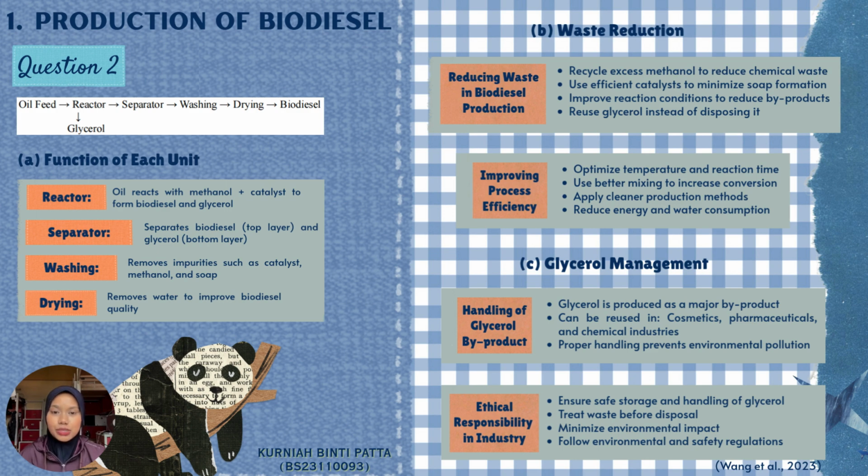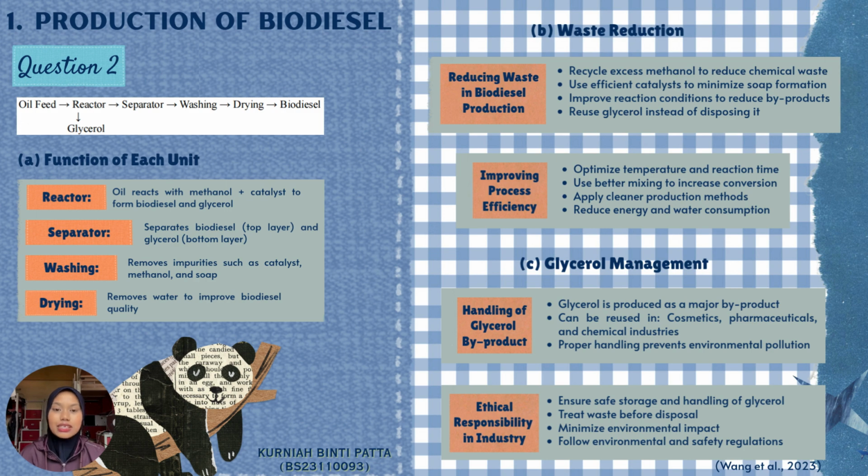For question 2b, there are several ways to reduce waste in biodiesel production. For example, excess methanol can be recycled to reduce chemical waste. Using better catalysts can help minimize salt formation. Also, improving reaction conditions can reduce byproducts, and glycerol can be reused instead of being disposed.